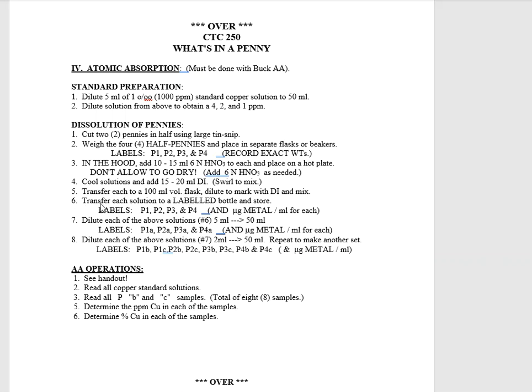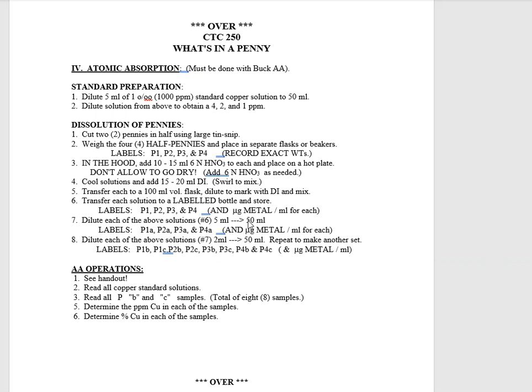Number 6, transfer each solution to a labeled bottle and store them. So P1, P2, P3, and P4. Number 7, dilute each of the above solutions 5 to 50. So we kind of have an idea of 2.5% copper in the penny. And if it's 2.5 grams per penny, we have an idea of what the copper should be, concentration-wise, right? And this is our way of knocking it down to a point that's suitable for the AA analysis.